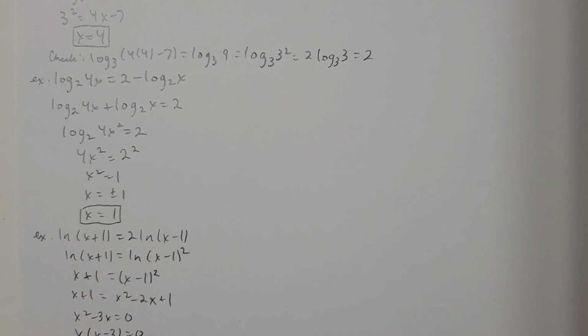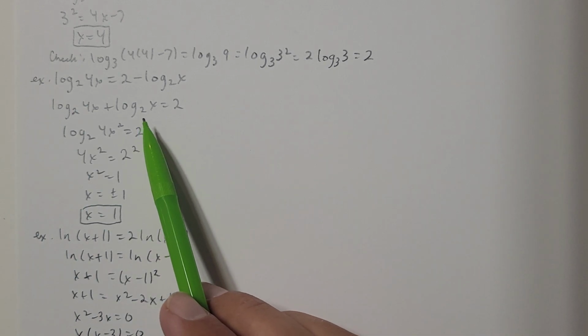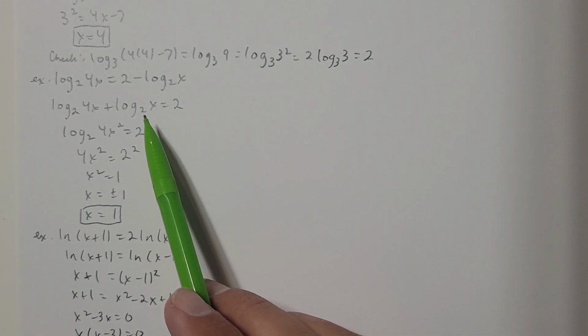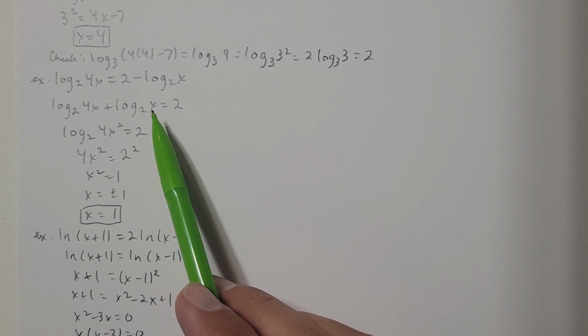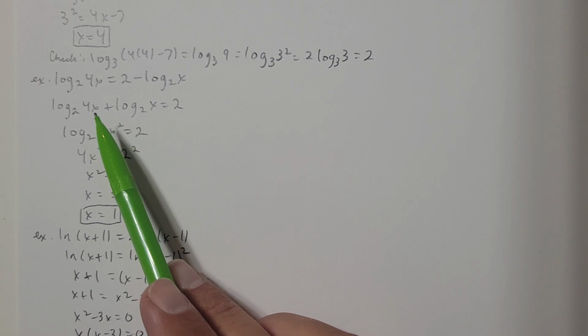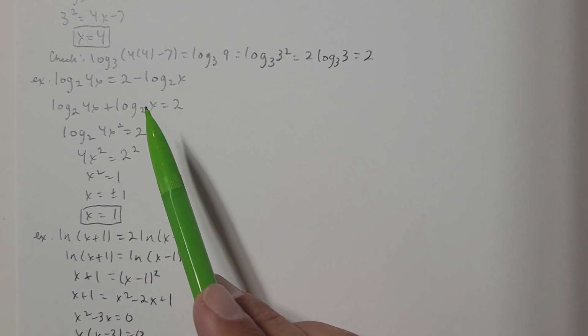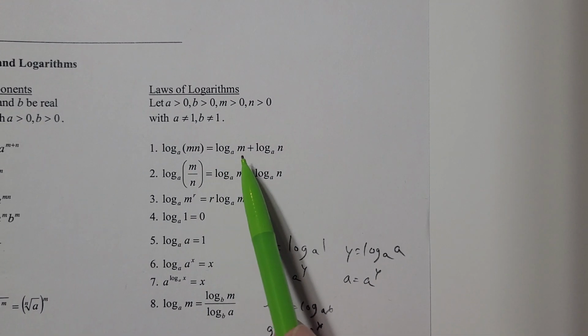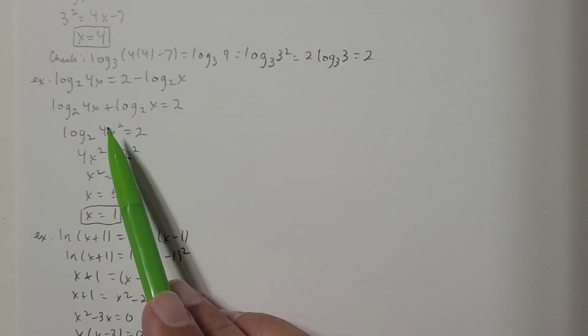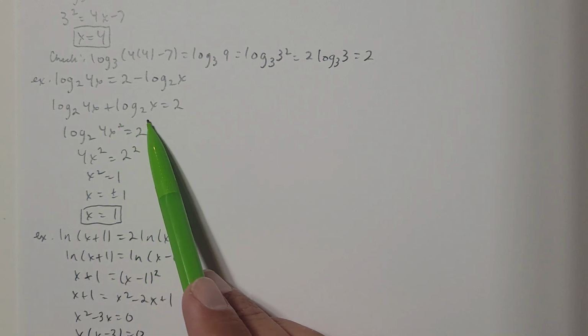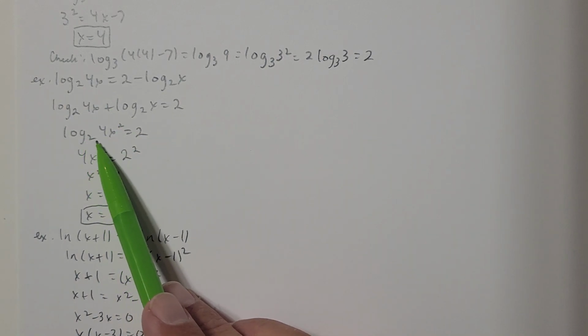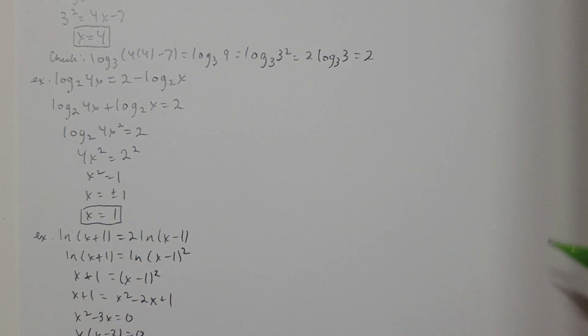Let's try this example next. So we got log base 2 of 4x equals 2 minus log base 2 of x. Okay, let me add log base 2 of x to both sides. And using law 1, I'm adding 2 logarithms. They have the same base. So I'm going to get a single logarithm out of that by multiplying the inner terms. 4x times x is 4x squared. So I got log base 2 of 4x squared equals 2.